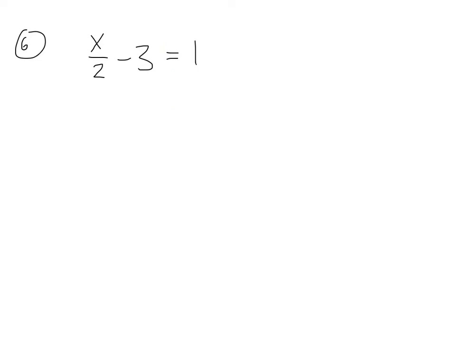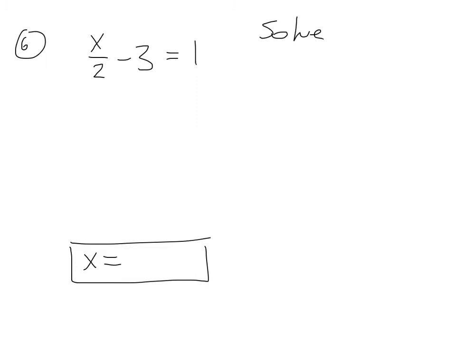All right, so let's mix in a little division and subtraction here. So I have x divided by 2 minus 3 equals 1. Okay, I have a variable, I have an equal sign, means it's an equation, means I'm going to solve that equation, and I want x to be equal to some number in the end. So how do I do that?